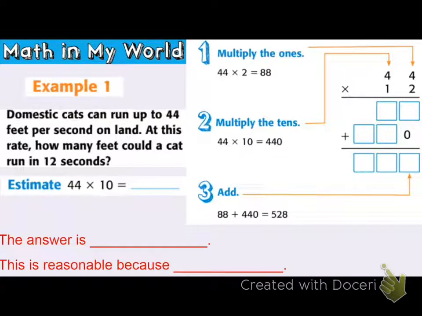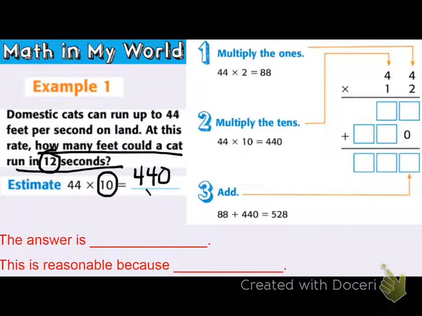All right, example 1, math in my world. Domestic cats can run up to 44 feet per second on land. At this rate, how many feet could a cat run in 12 seconds? Well, I need to figure out how many feet it can run. I'm going to estimate 12 to 10 so I can do my mental math. 44 times 1 is 44, and add your 0. So I'm estimating it can run about 440 feet. Let's see if we get a reasonable answer.